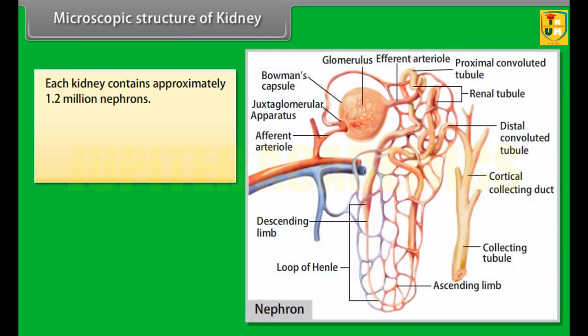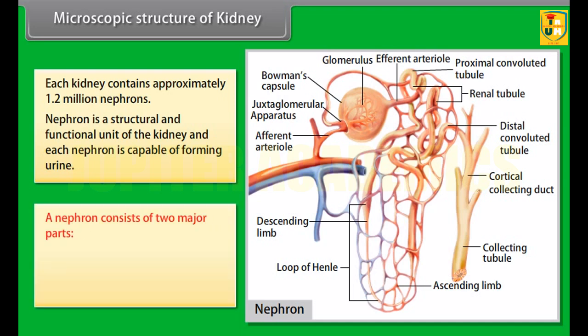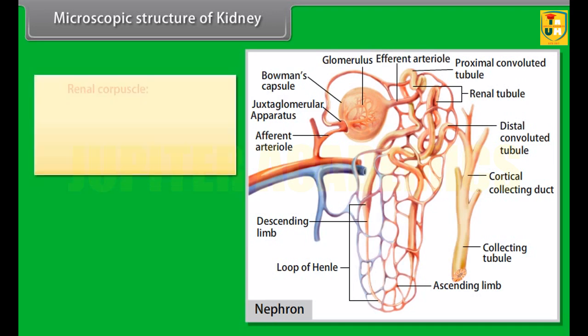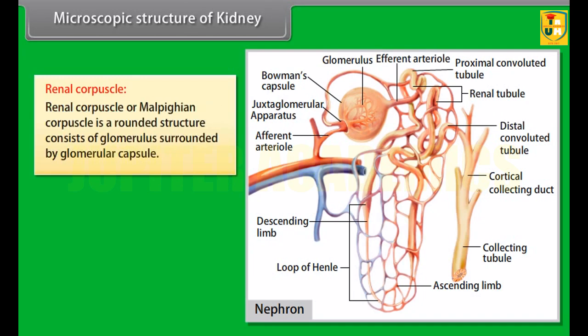Microscopic structure of kidney. Each kidney contains approximately 1.2 million nephrons. The nephron is a structural and functional unit of the kidney, and each nephron is capable of forming urine. A nephron consists of two major parts: renal corpuscle and renal tubule. Renal corpuscle. The renal corpuscle or Malpighian corpuscle is a rounded structure that consists of glomerulus surrounded by glomerular capsule.